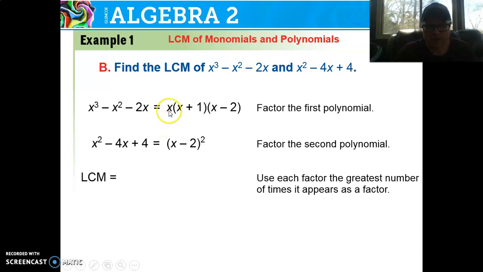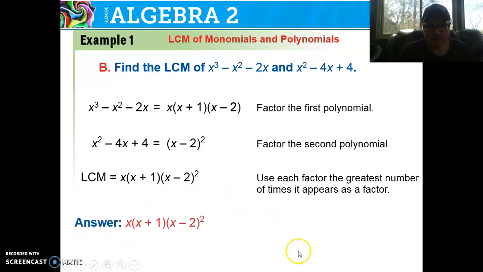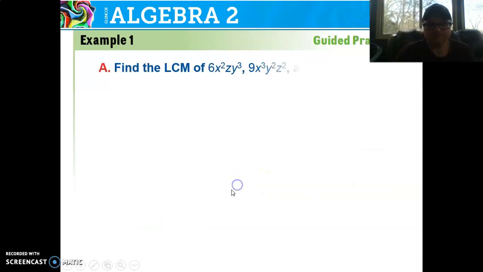appears. There's no more x's, so we'll write an x. There's no other x plus 1, so we'll write an x plus 1. And x minus 2 appears twice here. So our least common multiple would be x times x plus 1 times x minus 2 squared.